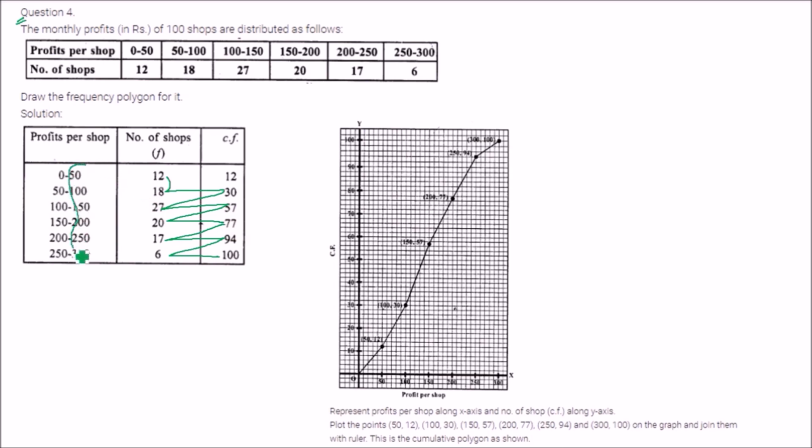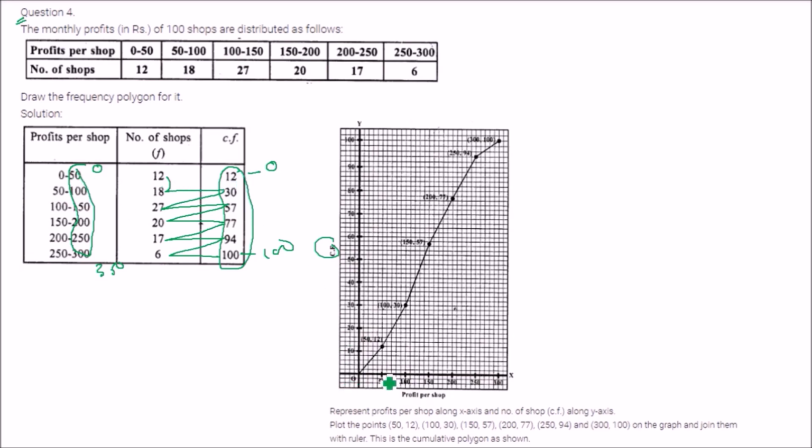And you by now know that this will be your x-axis and this will be your y-axis. The minimum is 12, we'll start with 0. Maximum is 100, so let us go up to 100 only. Minimum is 50, so let us start from 0. Highest is 300, so let us go up to 350. So we'll draw the cumulative frequency on the y-axis and the profit per shop on the x-axis.